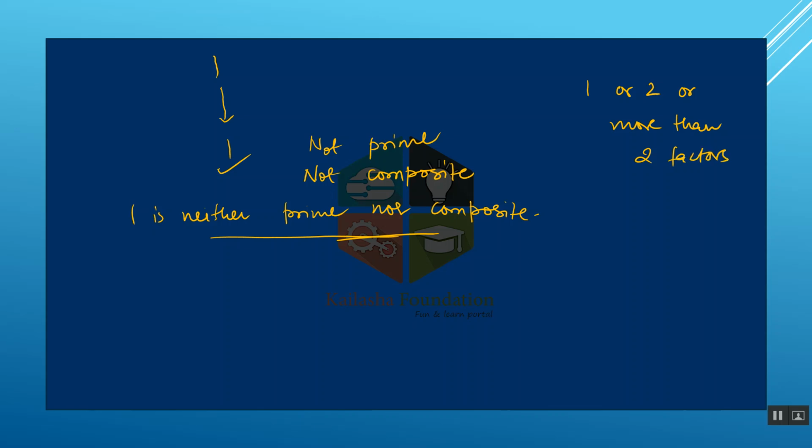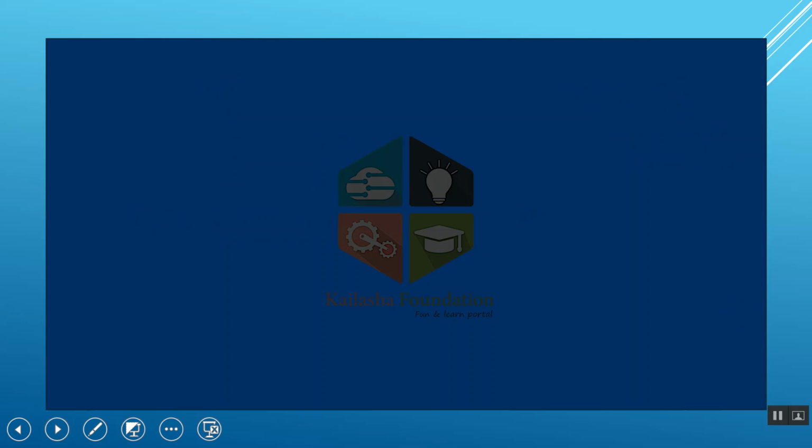If a number has one factor, then the number is 1. There's only one case. If a number has two factors, then it is prime. And if a number has more than two factors, then it is composite. Now we have to see a few things. We will consider numbers from 1 to 100.